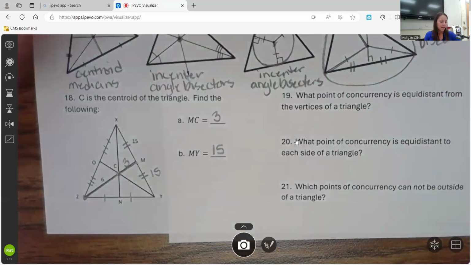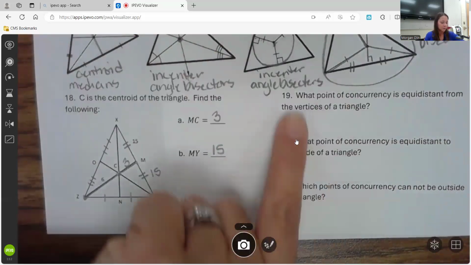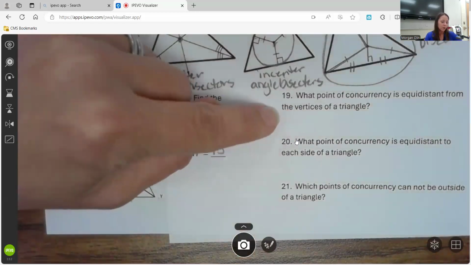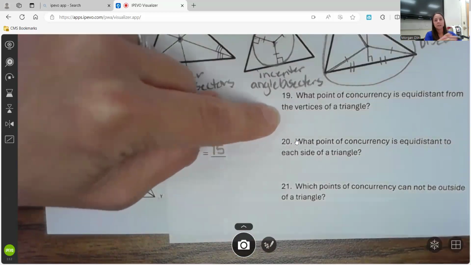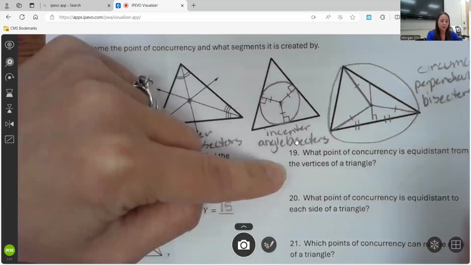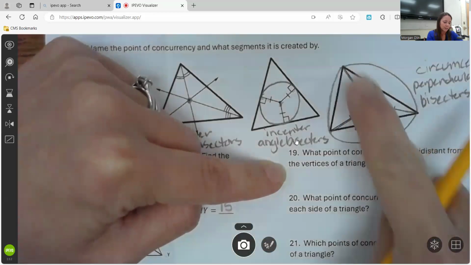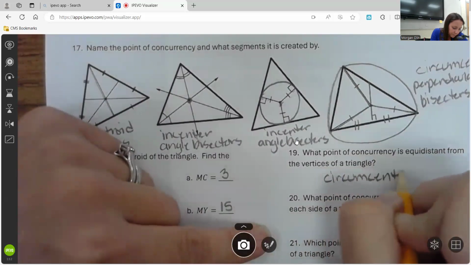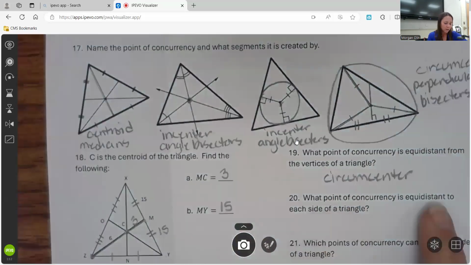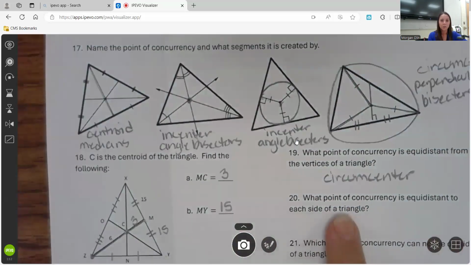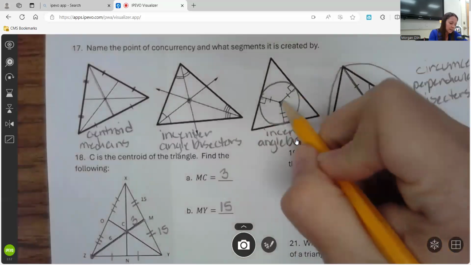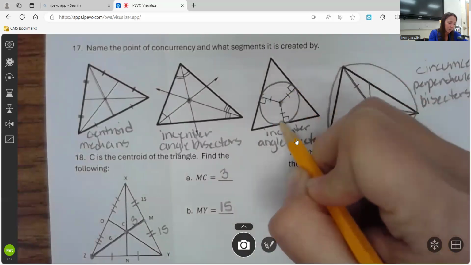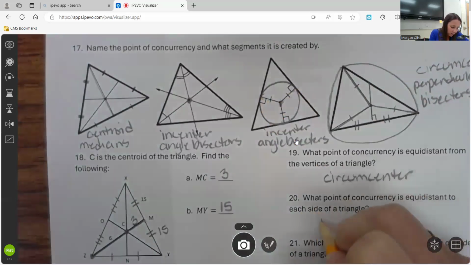Now 19, and some of these questions are kind of going back to some of the figures above. What point of concurrency is equidistant from the vertices? That's this picture right here. Equidistant from the vertices, so circumcenter. What point of concurrency is equidistant to each side of the triangle? That's this one right here. This is the same distance, and when we talk about distance to a side, it's going from the point to a right angle. And that is called the incenter.